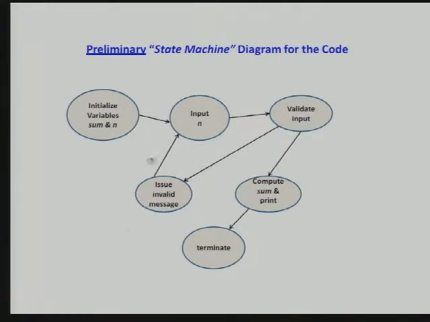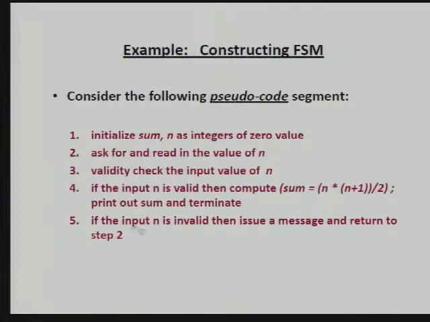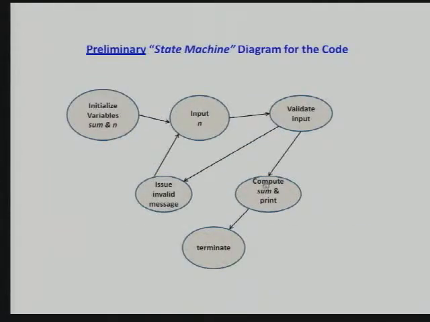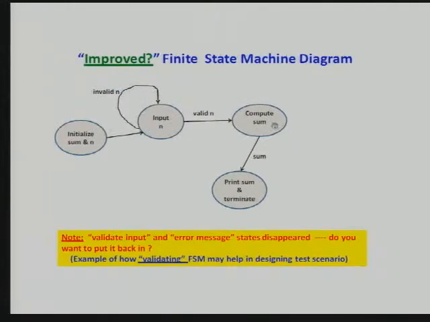Diagrammatically, it's almost easier to grasp what's going on as opposed to trying to read this sometimes. This could be an improved one. What if I initialize sum in N, and then for valid N, I compute the sum. The sum goes, I print the sum and terminate, so I essentially move a few things around here.